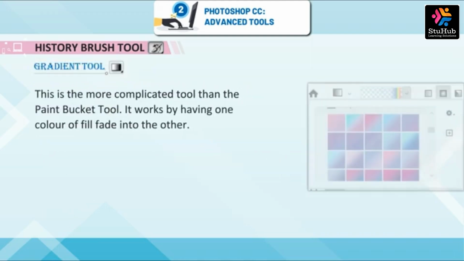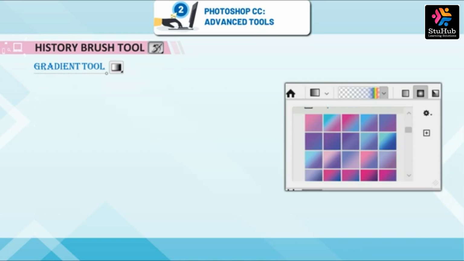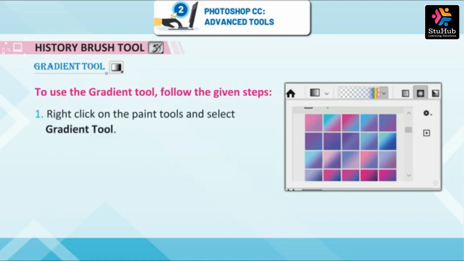Gradient tool. This is a more complicated tool than the Paint Bucket tool. It works by having one color to fill, fade into the other. To use the Gradient tool, follow the given steps.